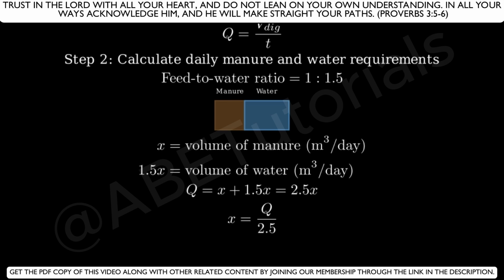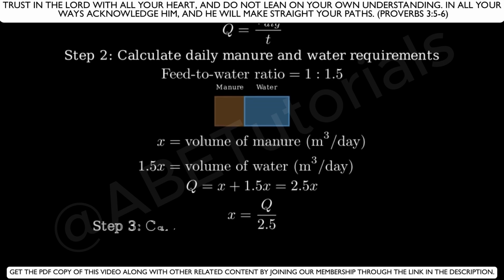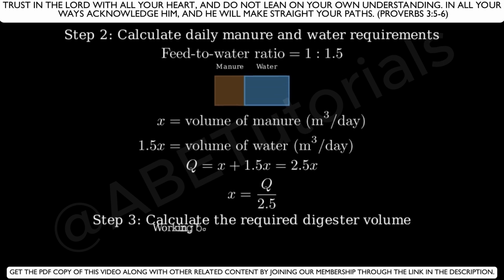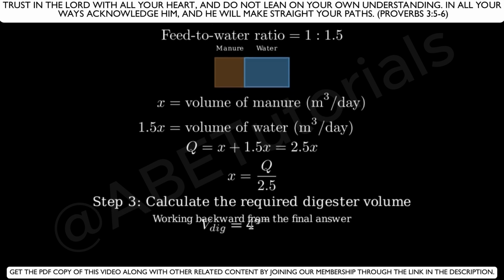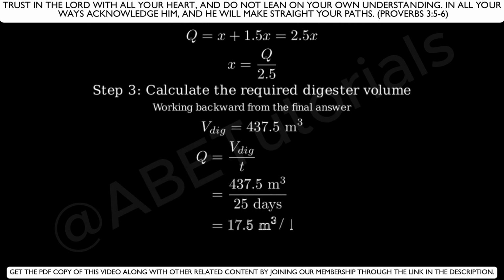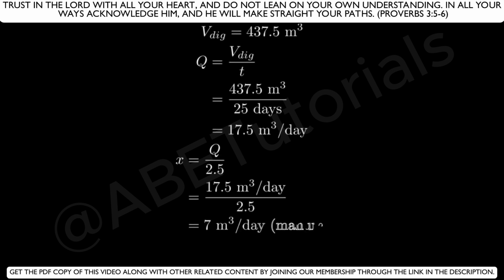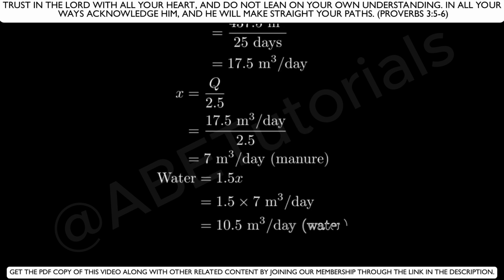Step 4. Let's check if our result makes sense by calculating the manure production per animal. With 500 heads of cattle producing a total of 7 cubic meters of manure per day, each animal produces 7 divided by 500 equals 0.014 cubic meters per day, which is approximately 14 liters per day. This is a reasonable amount for cattle manure production, so our answer checks out. Therefore, the required digester volume is 437.5 cubic meters.